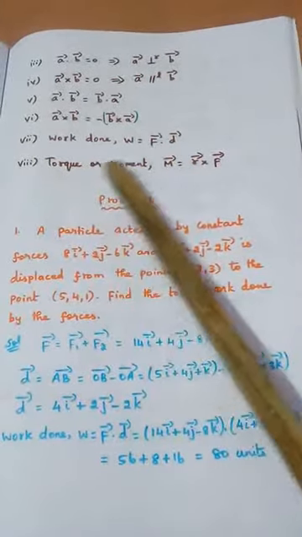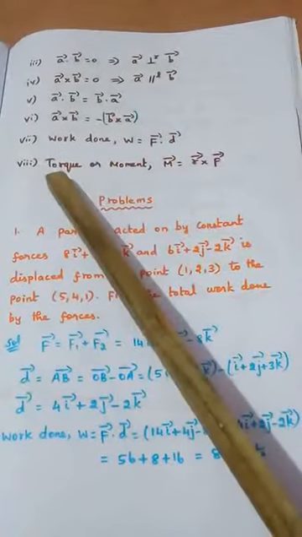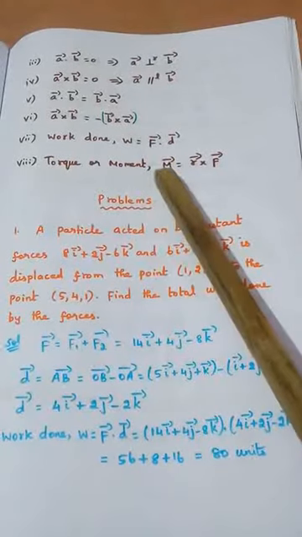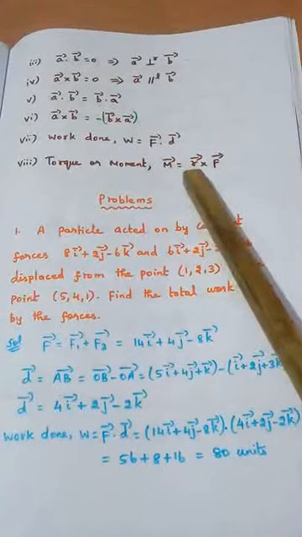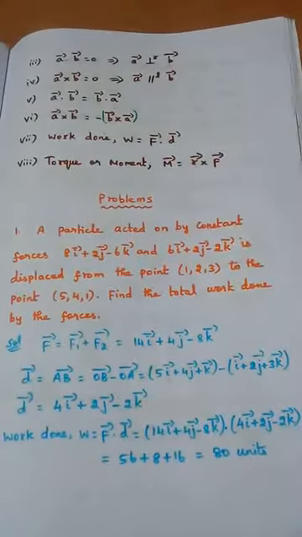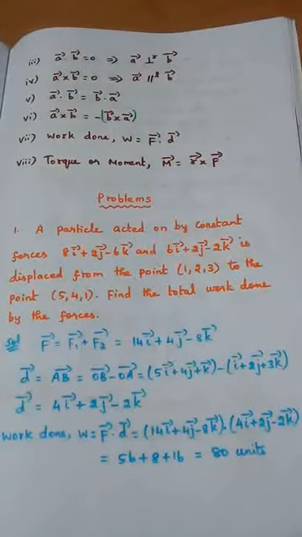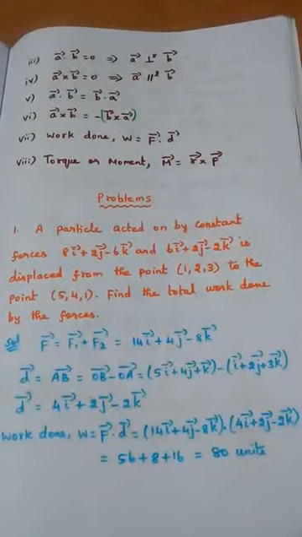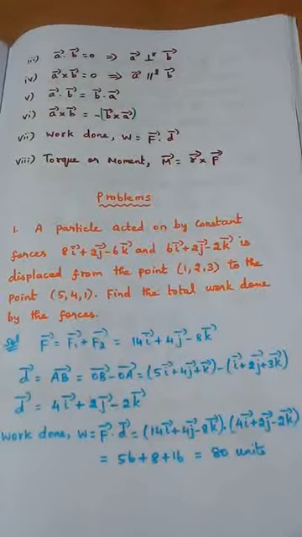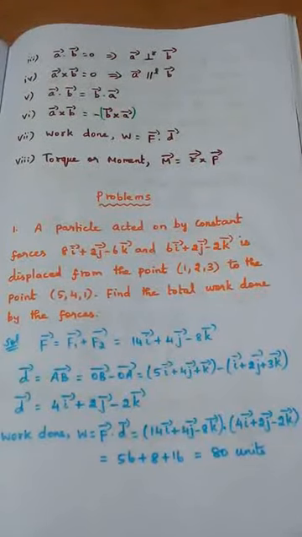Similarly, torque or moment, both are same. Torque or moment, the formula is given by M vector is equal to R vector cross F vector. So this is the formula for moment or torque. Right. So we should know all these formulas. So with this knowledge, we will enter into the problems.